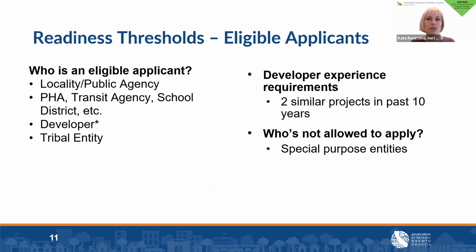So you can see from the list on this slide that there are a variety of organizations that can participate as applicants. A key takeaway that we want you to know is that an affordable housing developer needs to be the primary applicant on every application. And that's because there's an experience requirement around housing development. The developer needs to have at least 2 projects completed within the past 10 years that are similar in both size and scope to the proposed housing project.